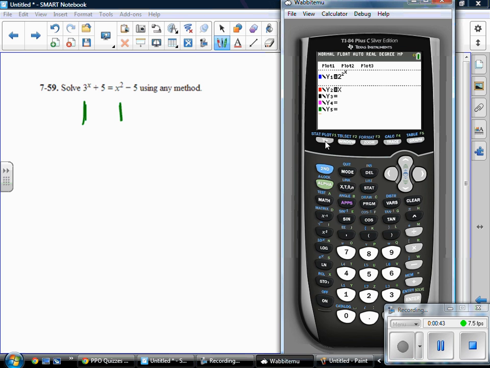So in y equals, I'm just going to type in the two sides separately. So I have 3 raised to the x, and I add 5. Whoops, that's what I don't want to do. So 3, the x is the only thing in the exponent. Then I go down and say plus 5. Second part is x squared minus 5. Okay, so we're going to graph these and we're going to look for the intersection point.